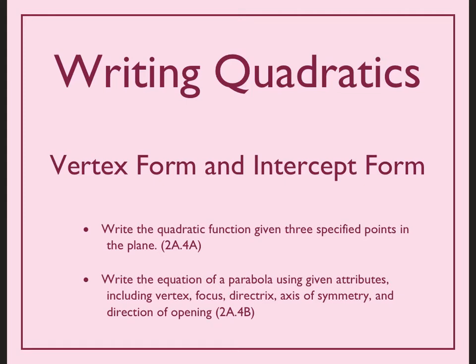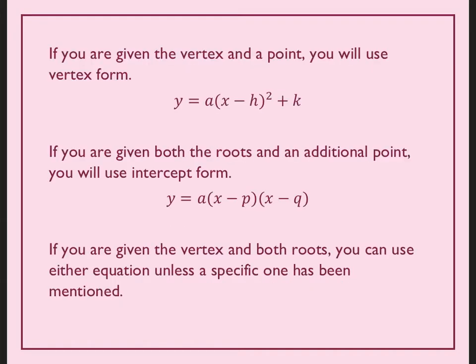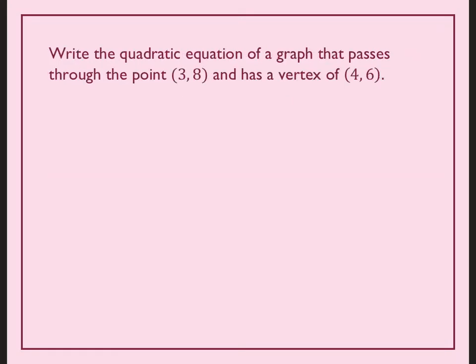Today we are going to be writing quadratic equations in vertex form and intercept form. If we are given the vertex and a point, we have to use vertex form. If we are given both the roots and one additional point, we have to use intercept form. Now if we are given the vertex and both roots, plus any additional information, we can choose which one to use unless it's been specifically mentioned.